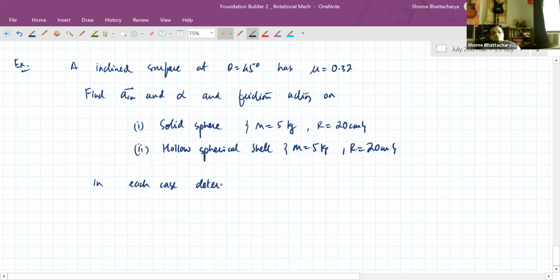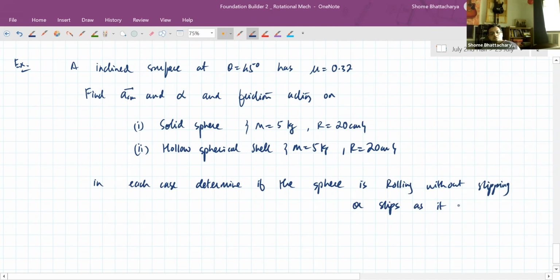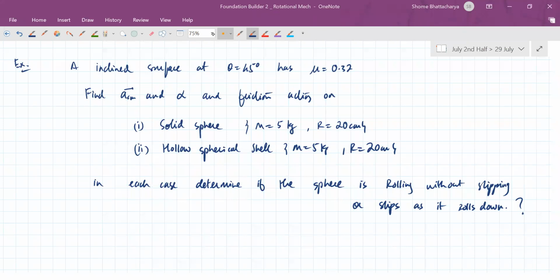In each case, determine if the sphere is rolling without slipping or slips as it rolls down. So through this question, you will understand how to use this theorem properly. Just make a note of the data and start working on the question.